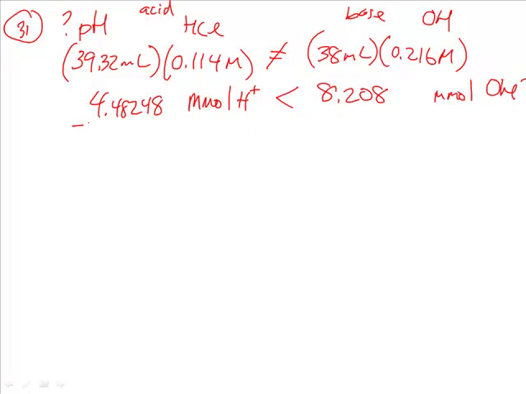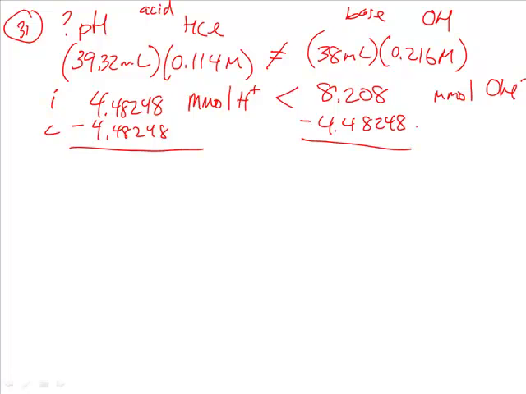So you subtract the H from both sides, because you initially have this many, you change it by this many. When the acid and the base neutralize each other, the 8.208 minus 4.48248, for example, would give us a 3.72552, and that's millimoles of OH that are left over. There is 0 millimoles of the H left over because it all gets neutralized.